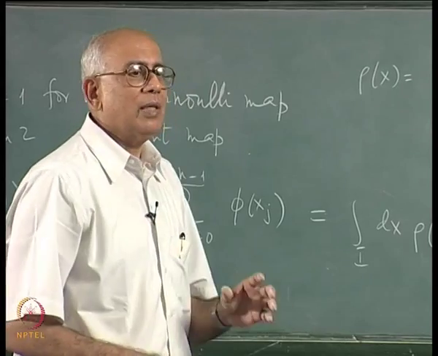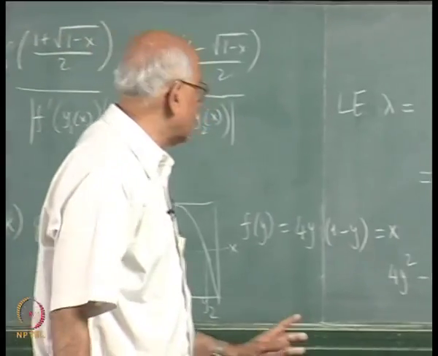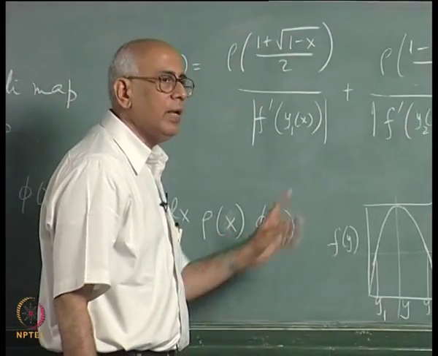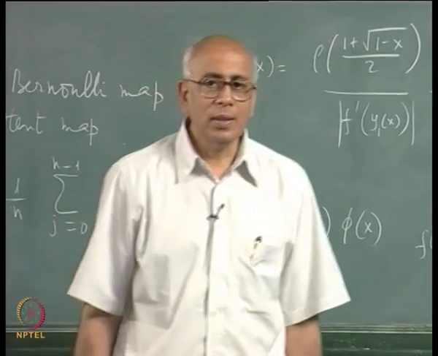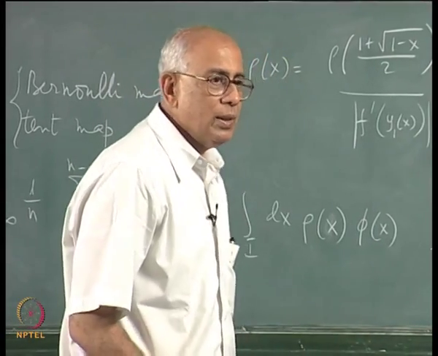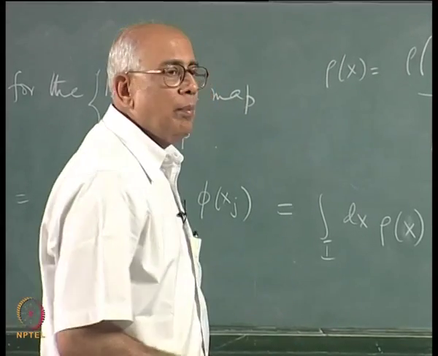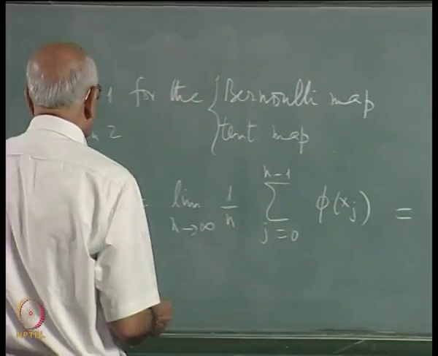So what we need is a clever trick. In this case, this clever trick was found by von Neumann and Ulam long ago in 1947, and they solved for the invariant measure, invariant density of this map. And this turns out to be a very well known solution, a very interesting solution also, with many, many ramifications. But the idea is the following, and let me give you a hint as to how one goes about solving this problem.